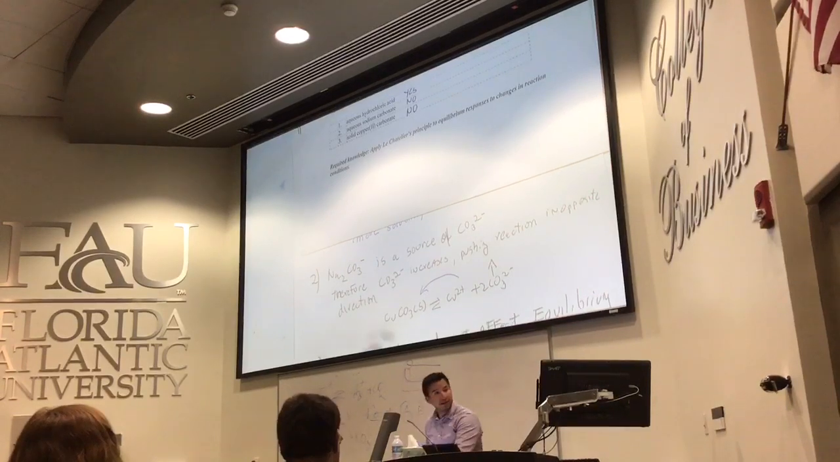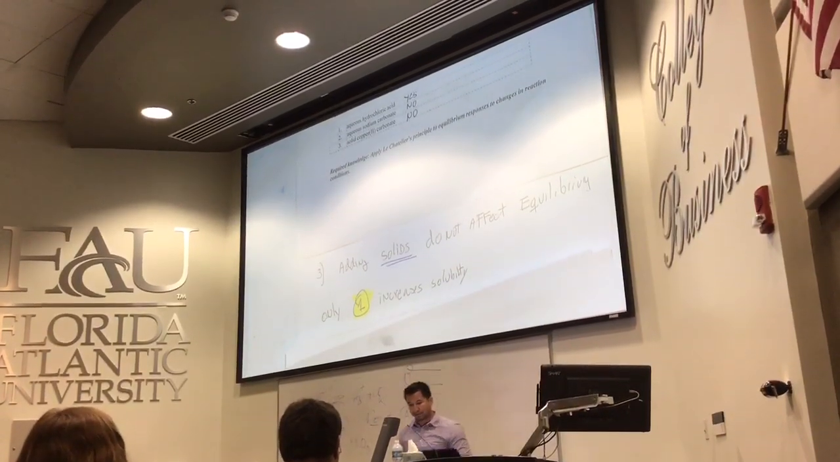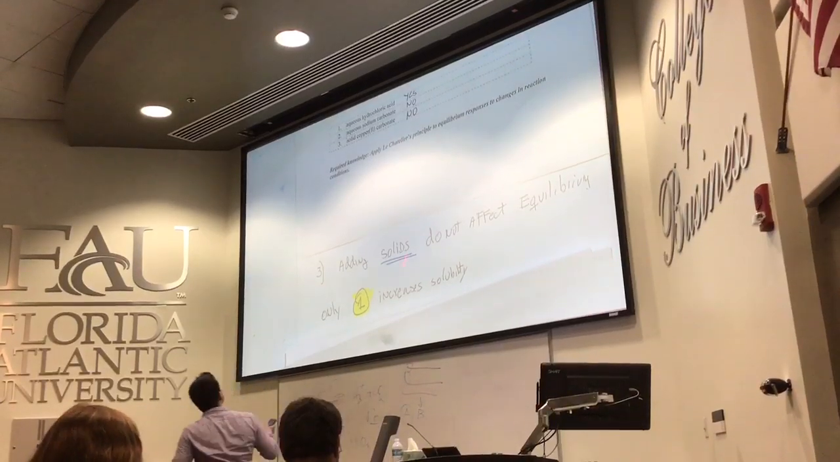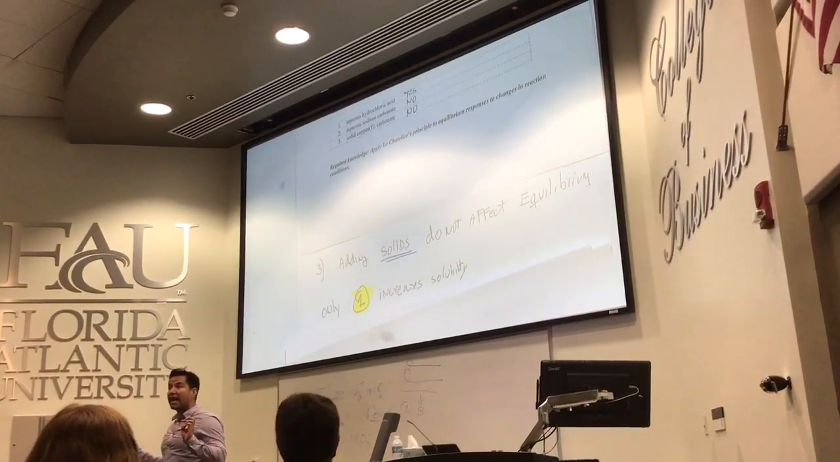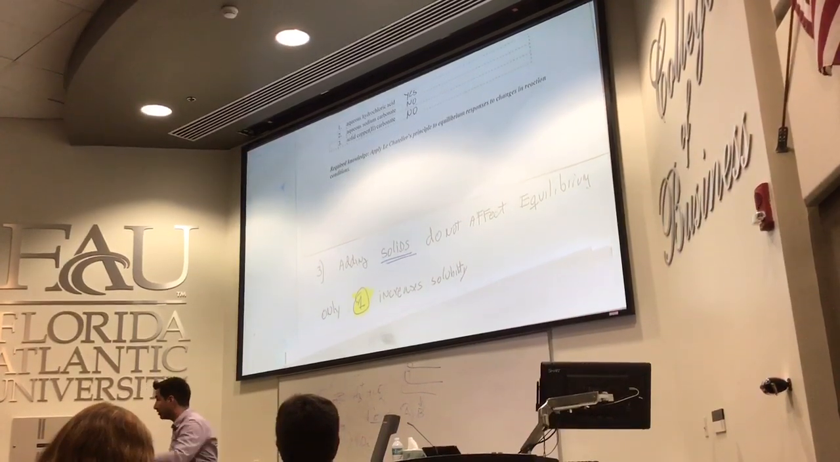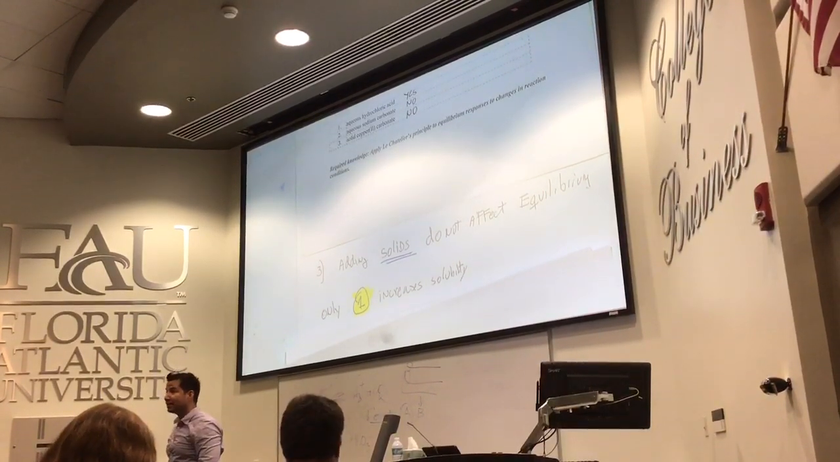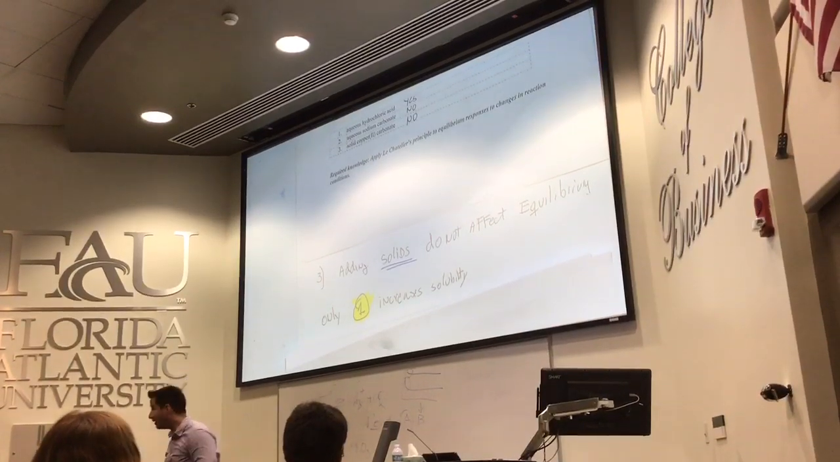Last but not least, I have this one. Adding solids does not affect equilibrium. So in my reaction, I could have added solid calcium carbonate. That is my reactant, correct? Does adding a reactant affect my equilibrium? In general, it does, except this is a solid. And therefore solids do not affect equilibrium.